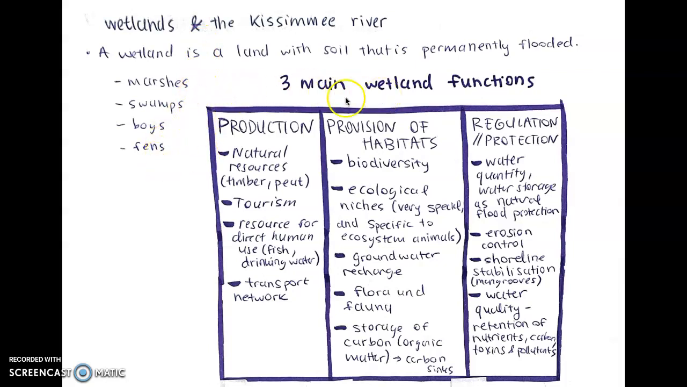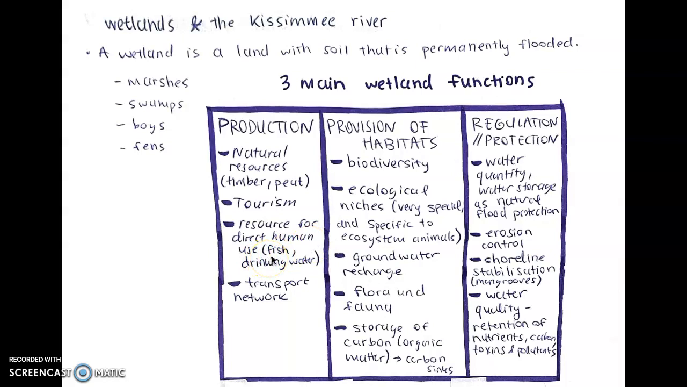So we have three main wetland functions. We can divide these functions basically into three subcategories. They're kind of like the importance of wetlands, so to say. So, wetlands are natural resources, for example, for timber and peat. They're very important for tourism and leisure. These activities include bird watching, fishing, hunting, etc. They're important because they're a resource for direct human use.